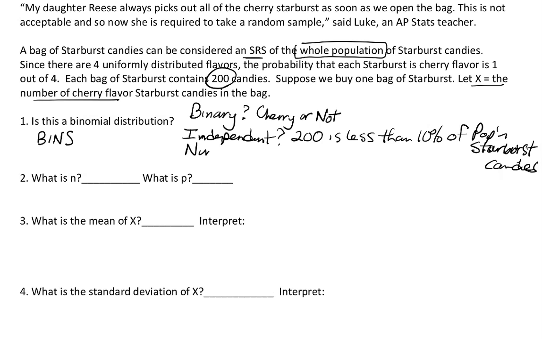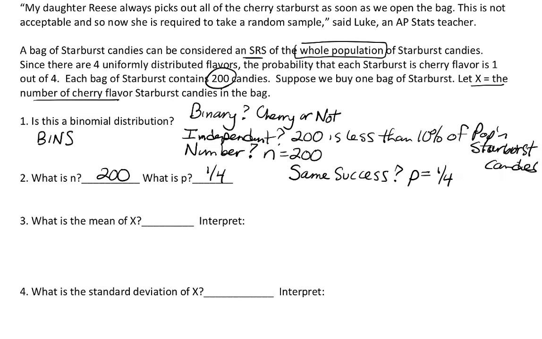Next, n, the number. Is there a fixed number of trials? We do have a fixed number. n is 200 candies in a bag. And then lastly, s, do we have the same probability of success? We were told that there's a 1 in 4 chance that we would get cherry. So our p is 1 in 4, and n is 200.